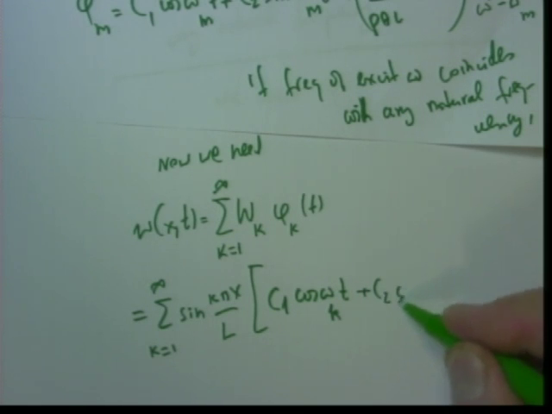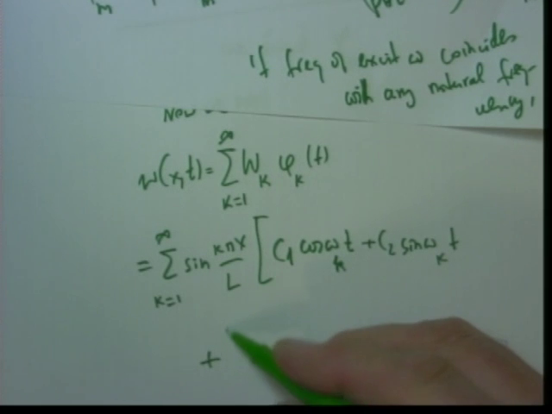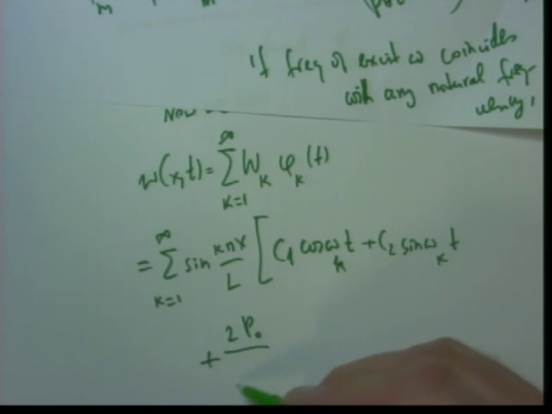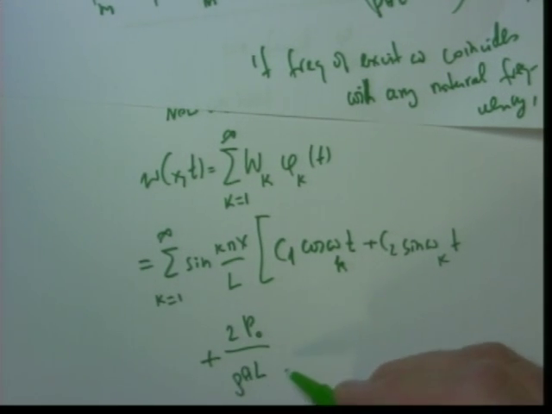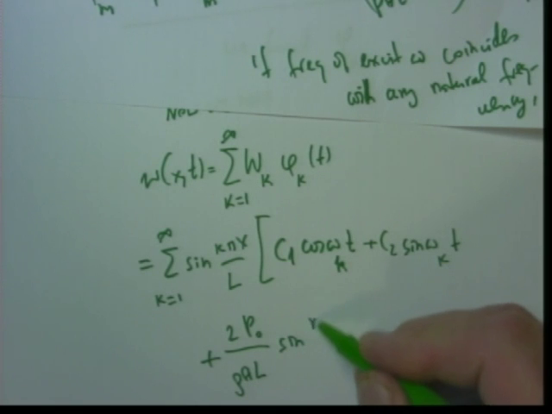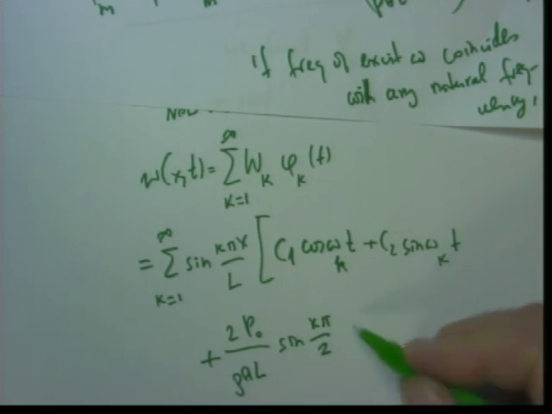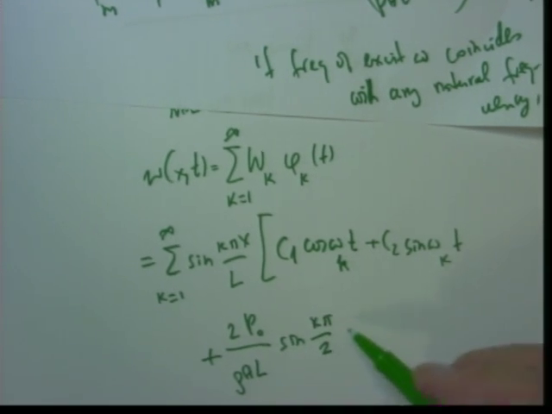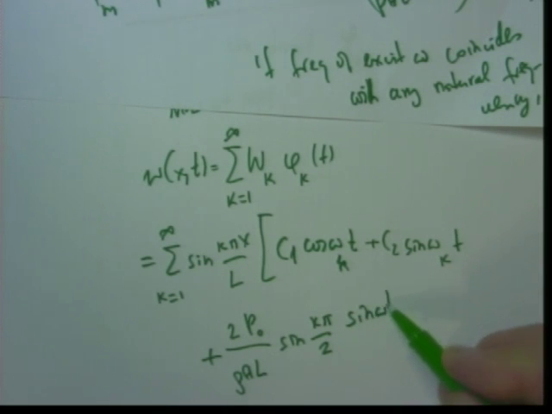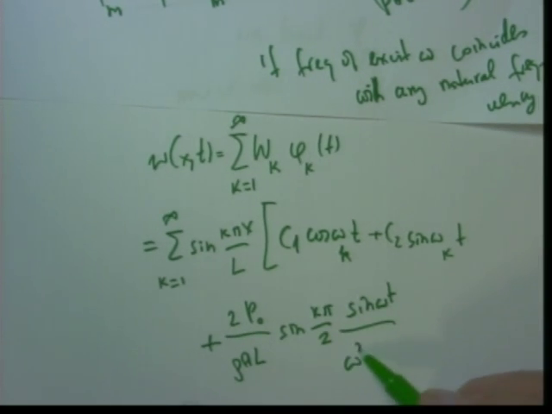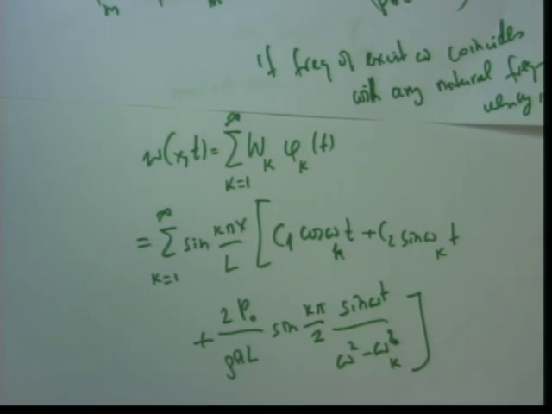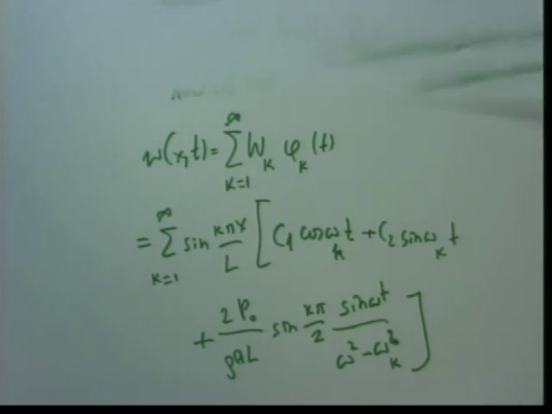That is C1 cosine omega_k t, plus C2 sine omega_k t, plus 2 p0 rho A L sine(k pi over 2) times sine omega t divided by omega squared minus omega_k squared. Okay, that is my expression, which is still not final.